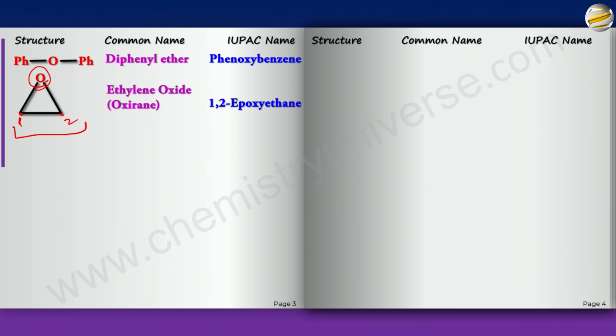Now this is one way of naming it. The other way of naming it is make this 1, then 2, then 3 and write it as oxa. This ring oxygen, the oxygen of an ether, is always called oxa. Oxacyclopropane. Even though it does not have 3 carbon atoms in the ring, since the ring is 3-membered, we call it oxacyclopropane. So that is another way of naming it.